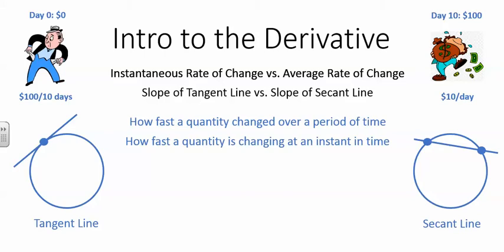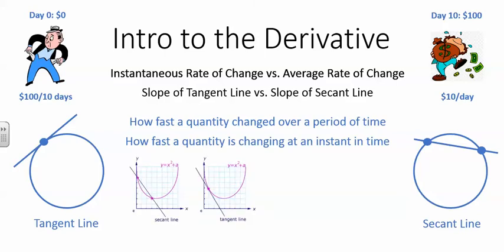Now, we aren't going to be concerned with circles here so much, but we will apply the idea of a line intersecting 2 points on the graph of a function, which we'll continue to call a secant line, and a line intersecting exactly 1 point on a graph, which we'll continue to call a tangent line. More importantly, we want to consider the slopes of these lines.